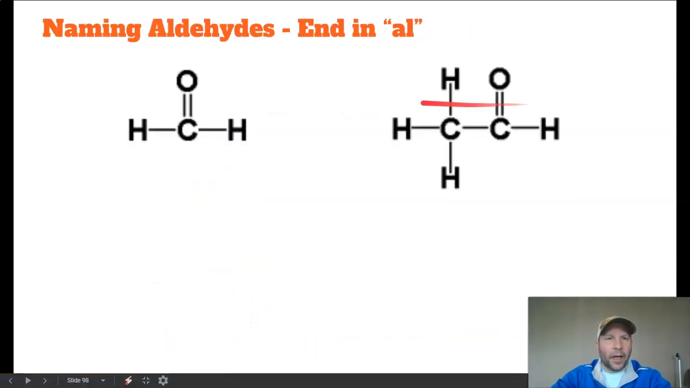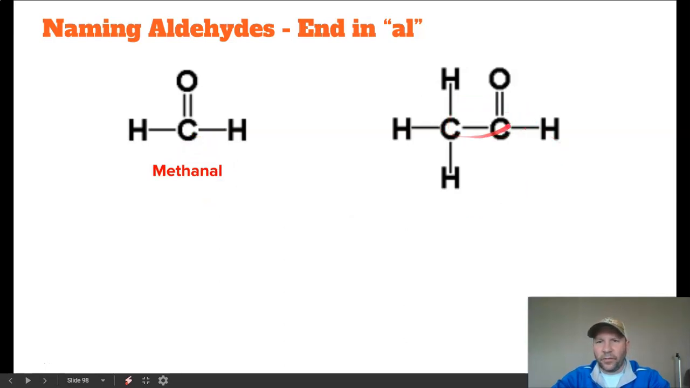Let's see, naming aldehydes, they end in AL, kind of like alcohols ended in OL. These are going to end in AL, so it can be a little tricky. You got to pay attention. It's only off by one letter. So this is based off of one carbon, which is meth, which is why we call that methanal, right there, methanal. You don't hear that very often.